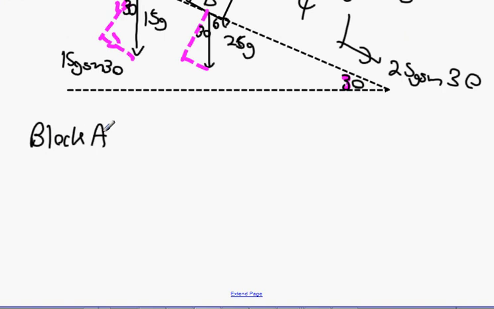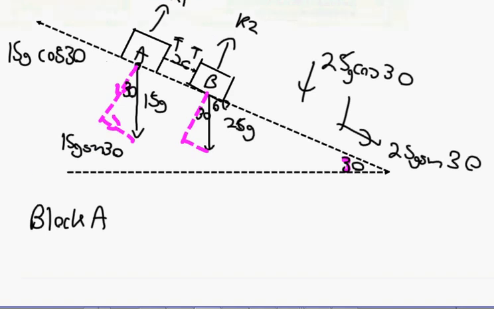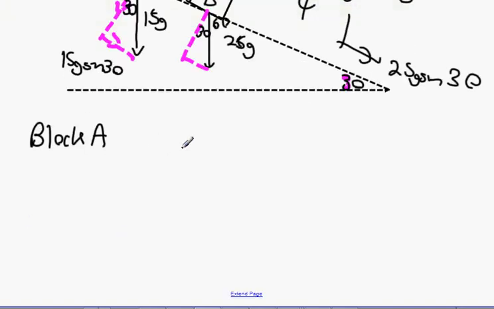Block A on its own. Alright, now the one thing I was forgetting about was the fact that they're tethered together. So T is pulling block A down the hill, but it's pulling against block B's motion. So there are two different scenarios going on there. Okay, so for block A, we're going to calculate what the friction value is.